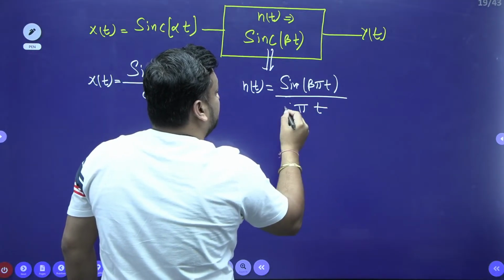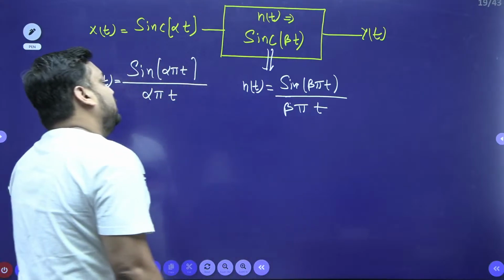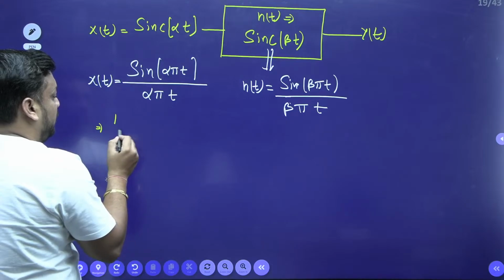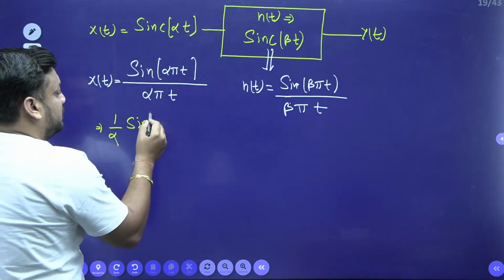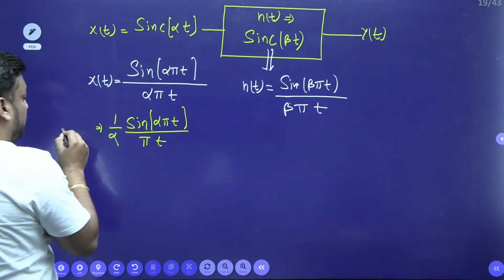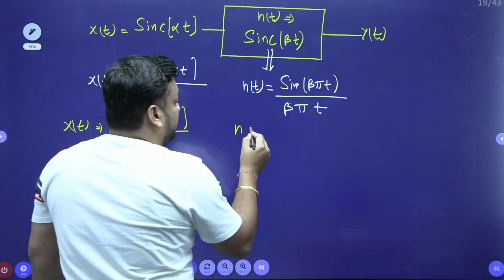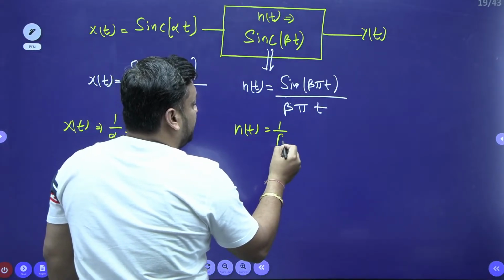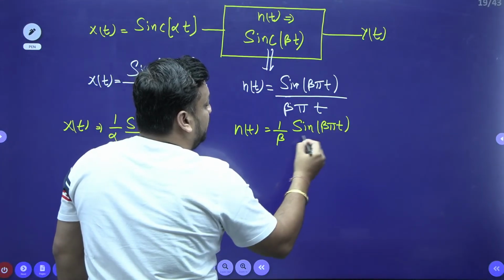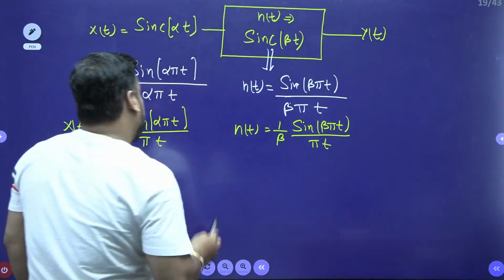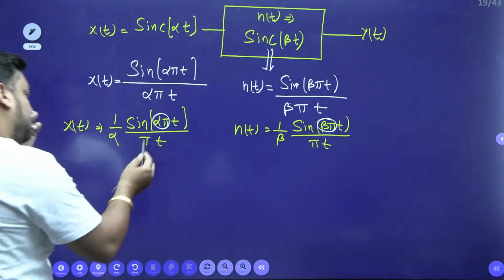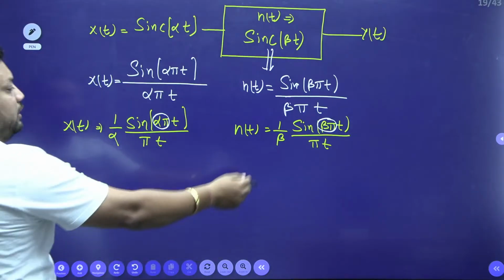Why am I writing like this, guys? Because of the form sine of at upon pi t. I can write 1 upon alpha outside, and sine of alpha pi t upon pi t. This is my x(t). And my h(t) I am also writing like this, 1 upon beta as an amplitude, and sine of beta pi t upon pi t. So now you can easily compare with sine of at upon pi t. Here the a value is alpha pi, and here the a value is beta pi.